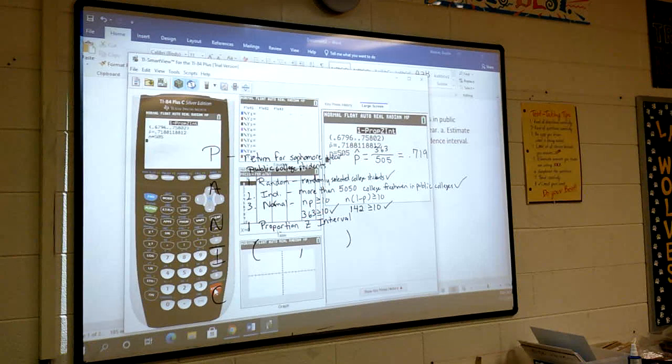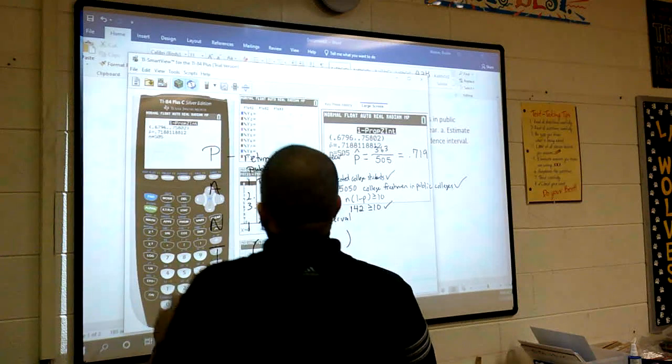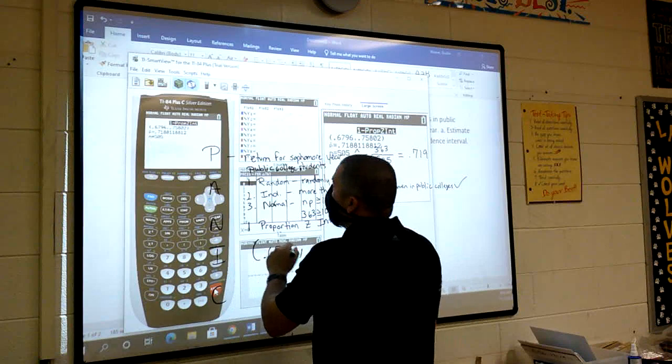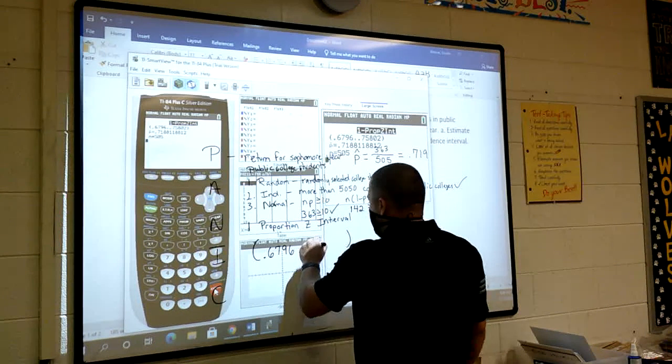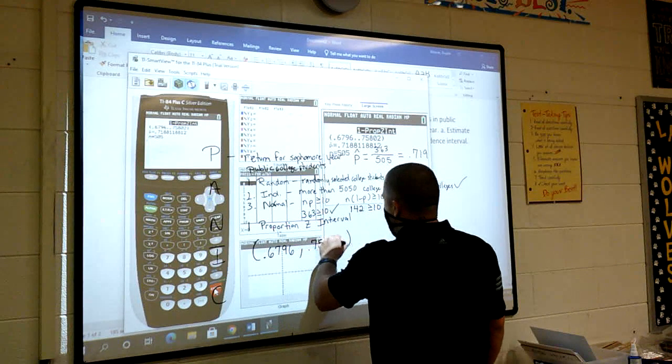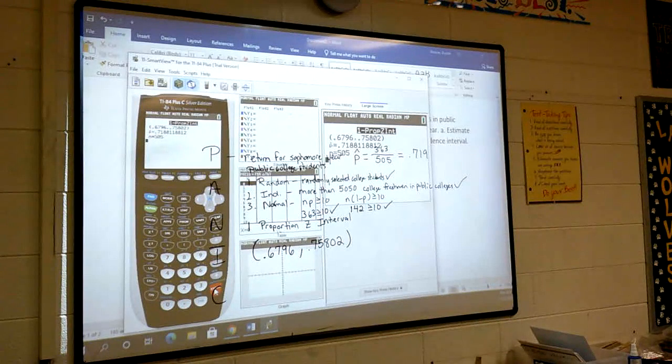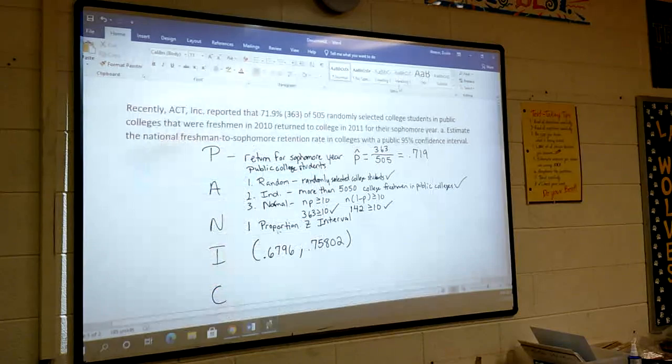So that is our interval. Our interval is from 0.6796 to 0.75802. Now, if you're thinking about that, we are 95% confident it's going to be somewhere between about 68% and 76%. If we estimate those numbers, it's somewhere between close to 68 and close to 76. So that's our interval. Now we write our conclusion, which is that sentence.